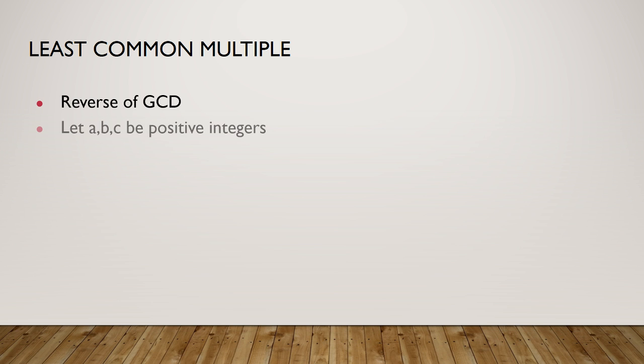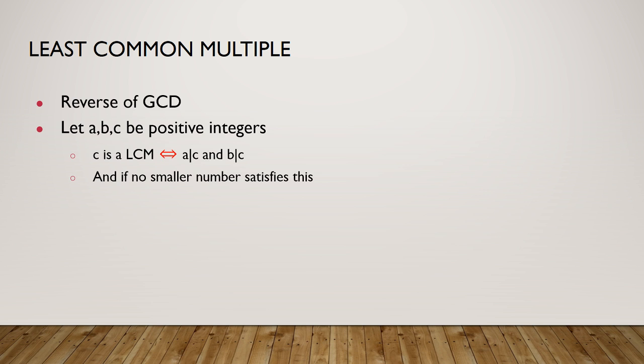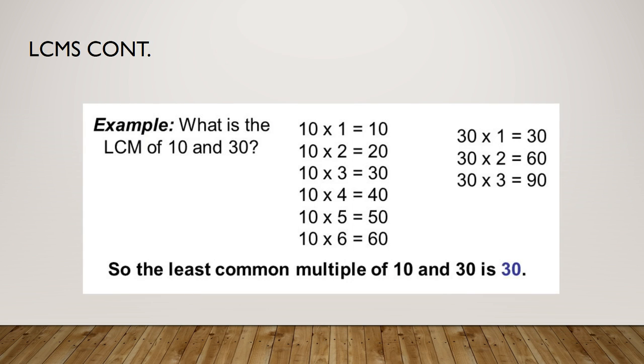Moving on, we have the least common multiple, which is the reverse of the greatest common divisor. Let A, B, and C be positive integers. C is the least common multiple if and only if A divides C and B divides C, and if there's no smaller number that satisfies this. So basically it's asking what is the least common multiple.